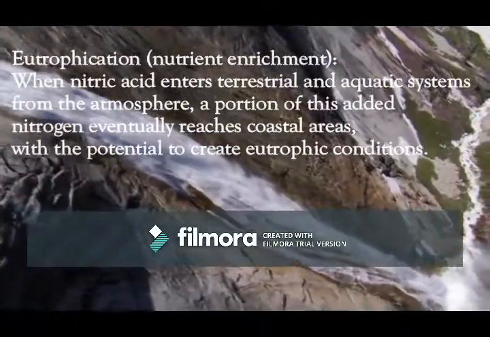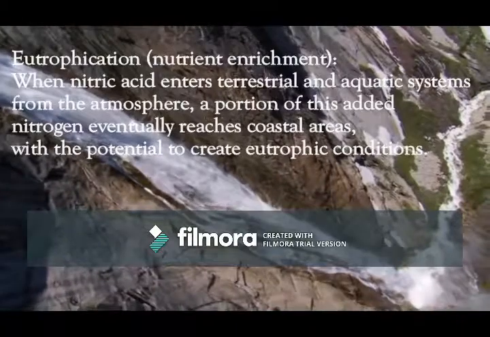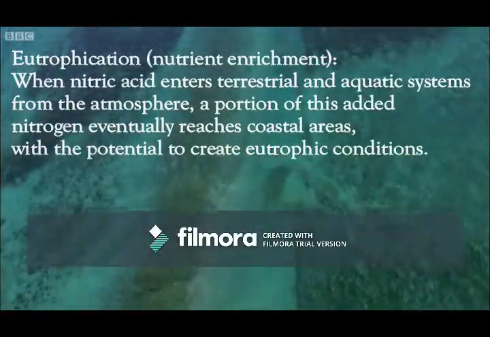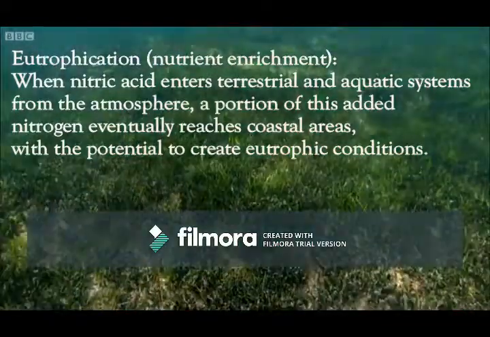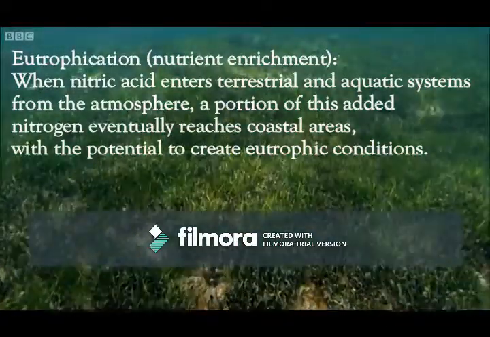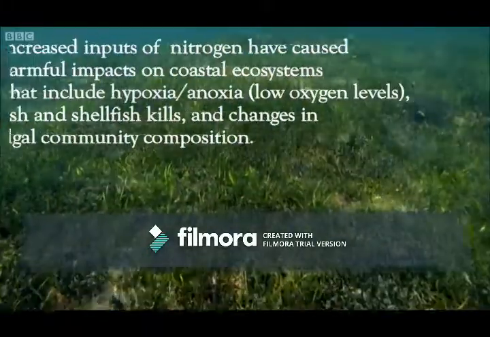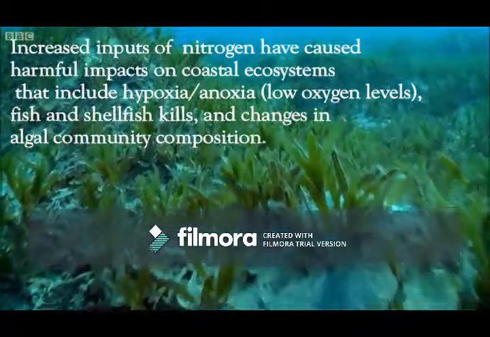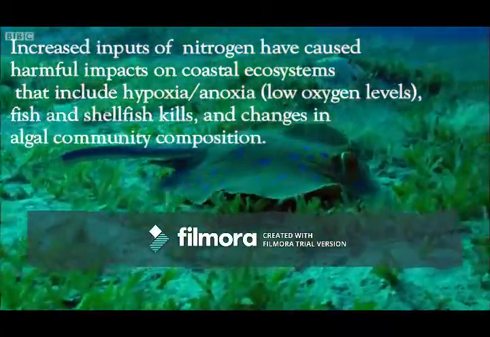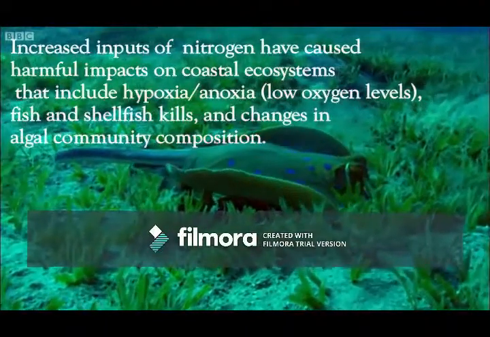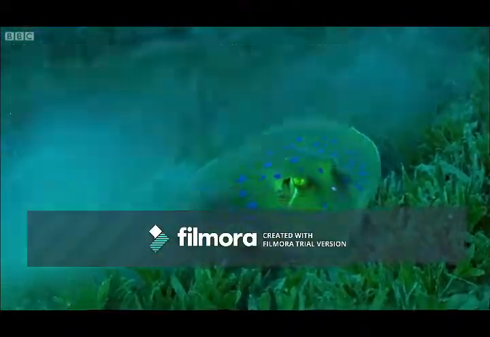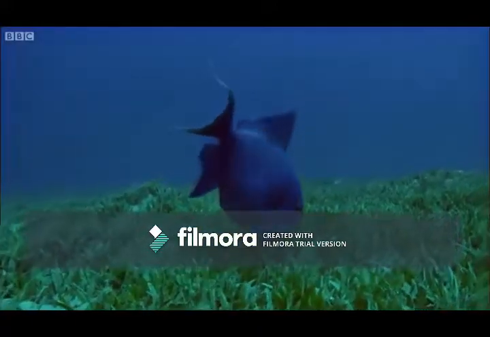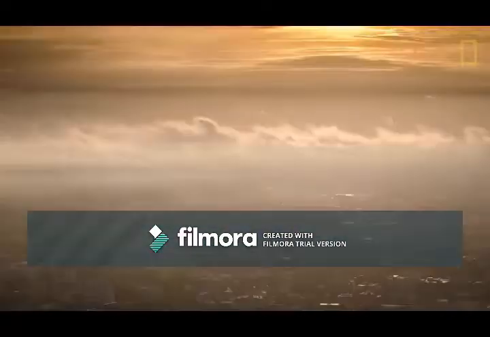Eutrophication, or nutrient enrichment: nitric acid enters terrestrial and aquatic systems from the atmosphere. A portion of this added nitrogen eventually reaches coastal areas with the potential to create eutrophic conditions. Increased inputs of nitrogen have caused harmful impacts on coastal ecosystems that include hypoxia or anoxia, or low oxygen levels, fish and shellfish kills, and changes in algal community composition. To summarize it, here is a video documentary that was presented by the National Geographic about acid rain.